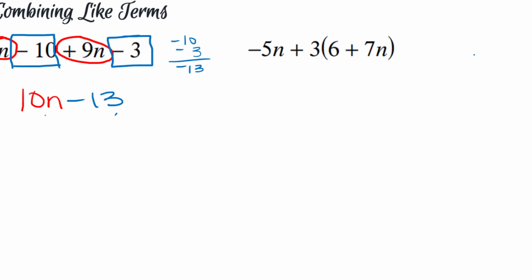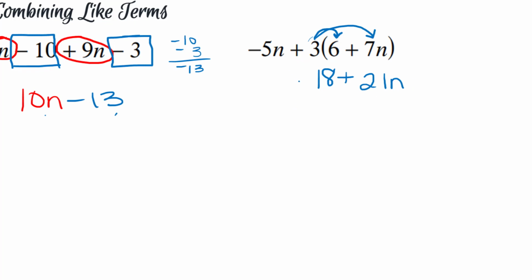Notice this one looks different because there's a parentheses. Before we can do anything else, let's take care of that parentheses. And what I want to do first is notice that there's this 3 out front. Let's distribute the 3. You'll see your little arrows, the firework distributing inside. So let's distribute that out. We'll do 3 times 6 is 18, and 3 times 7n is 21n. Don't forget to put the n on it.